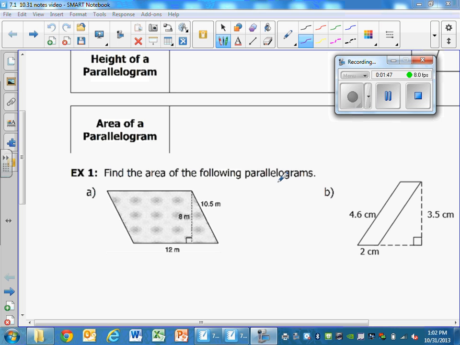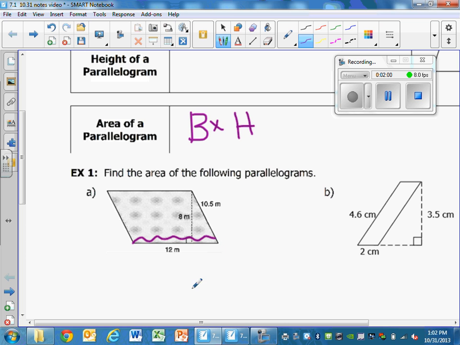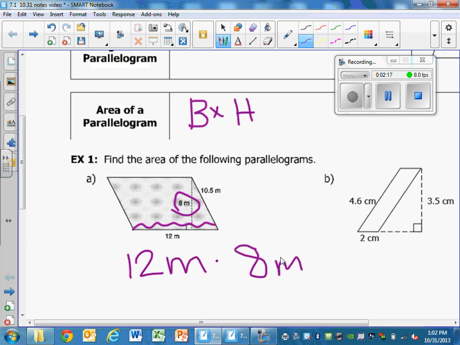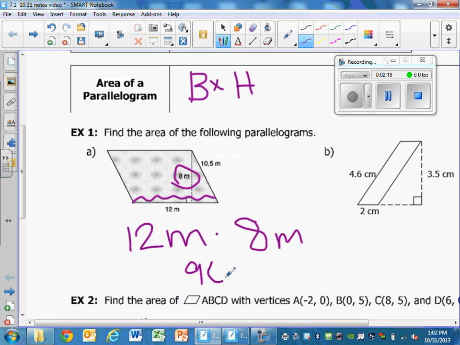All right, so let's take a look at A, find the area. Our formula for area was base times height. And we have our base. Our base is going to be 12 meters. So I will do 12 meters times the height. Now remember, I told you the slant is not the height, so if you take this number, you're going to get the wrong answer. So you want to do 12 times 8. 12 times 8 is 96. And once again, don't forget that we're doing area, so your units are going to be squared. So we would have 96 meters squared.